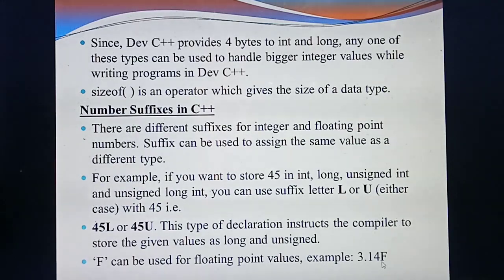So what do you mean by suffix? Suffix means some letters you add next to the values, and these suffixes are used along with the fundamental data types, integer and floating point. For example, to represent a long int you use the letter L as the suffix with the value, unsigned means you use the letter U, and a floating point value means you use the letter F.